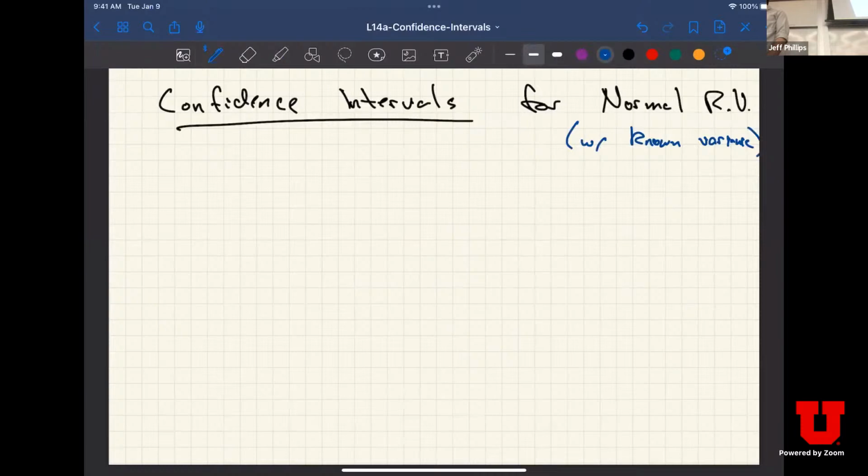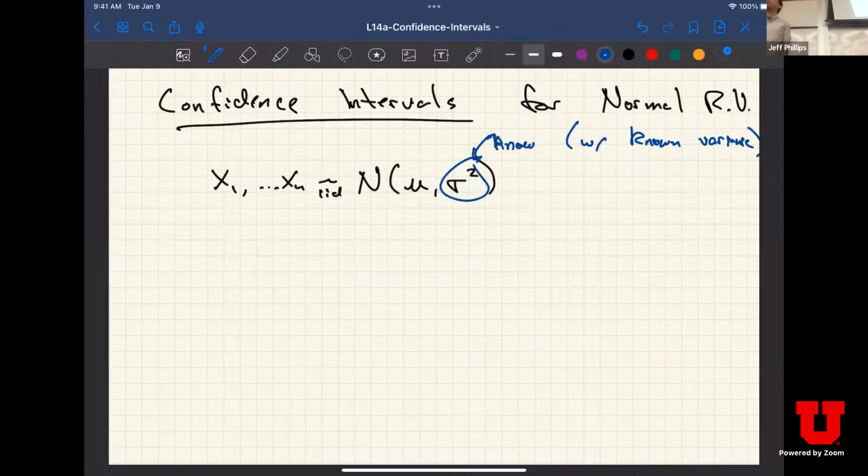We're going to say that X1 up to Xn are IID draws from a normal distribution with parameters mu and sigma squared, but we're going to assume that sigma squared is known. We know the variance. A little bit later on, we'll see what happens if we don't know what the variance is. We'll have to do something slightly different.